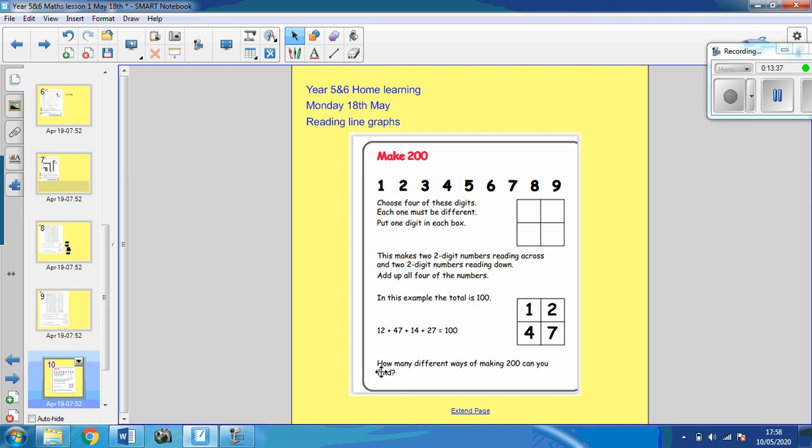Now the question asks, how many different ways of making 200 can you find? If you find more than 5, I think you've done pretty well. If you find more than 10, you've done really, really well. Above 15, you are a black belt at doing this question, this challenge. And I think maybe 1 or 2 of you might find over 20 different ways.